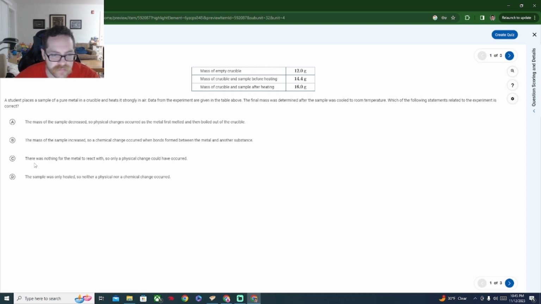Well, it gained 1.6 grams. Law of conservation of mass: matter is not created or destroyed. The matter can't just change, meaning something has to have been added onto it. This is a sign that something has reacted with a gas. In this case, it's oxidized. It reacted when it was heated in the air. So the mass of the sample increased, so a chemical change occurred when bonds formed between the metal and another substance, most likely oxygen.